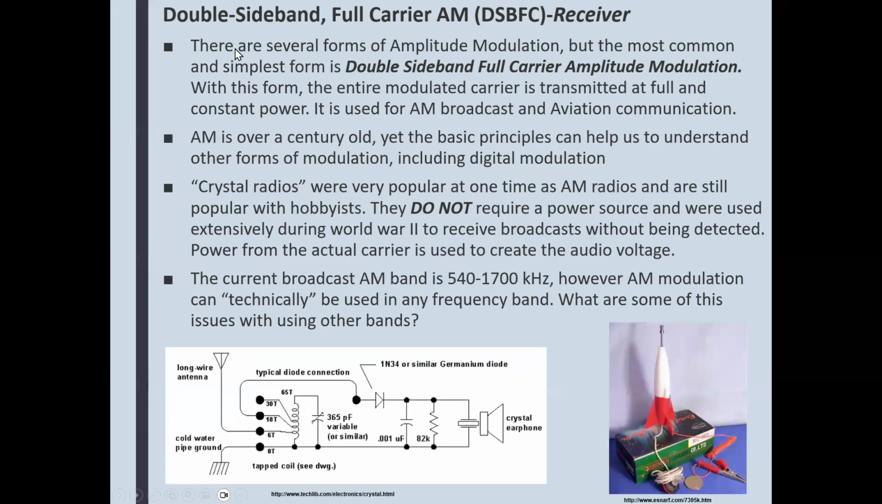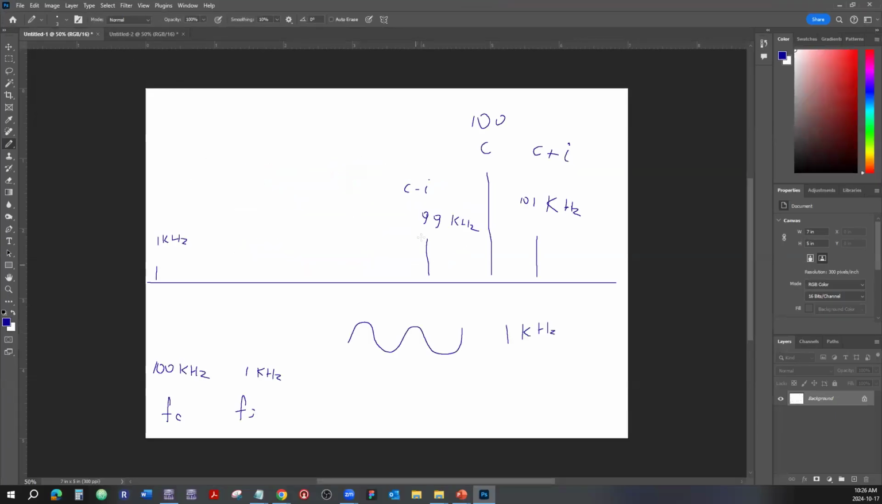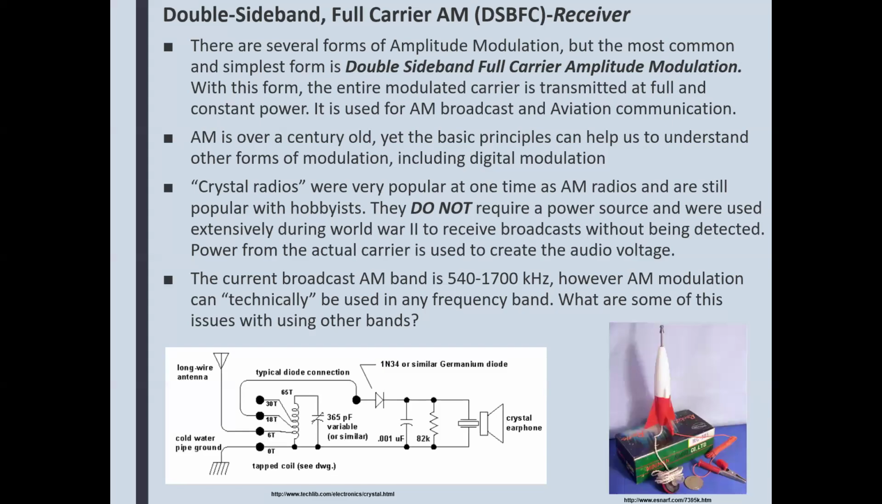Now, remember this here. Remember that? We're combining two frequencies, and as a result, we're getting the frequency and the other frequency, but that's it. And then we're going to have the upper sideband and the lower sideband, right? Double sideband, full carrier, AM. Double sideband, full carrier receiver.